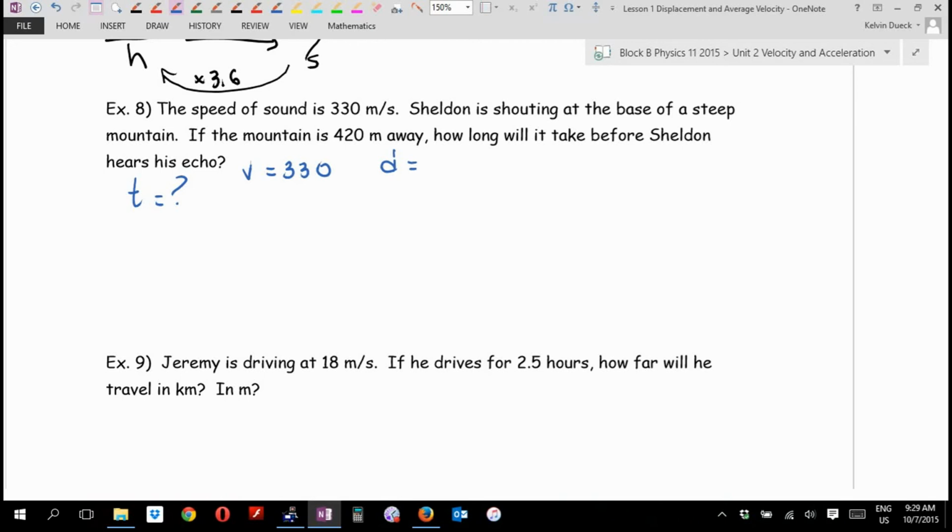What is the distance that the sound is traveling to get back to your ears if it's an echo? It's going there, hitting the wall, coming back. Someone said 840 and you did it, and that's great. In our notes, just so that when you're studying later you know what we did, I'm going to write 420 times 2, there and back. So I'm looking for an equation that has time, v, and d in it. Well, the equation that we've already been using is this one.